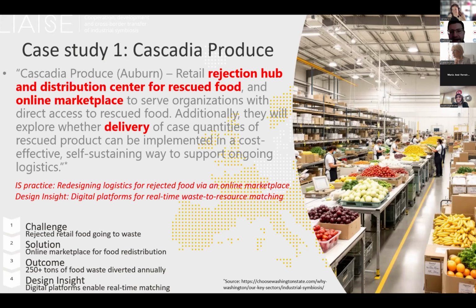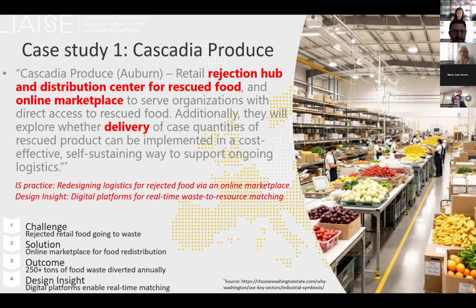And instead, what is the component related to the product design is the fact that digital platforms are used for real-time waste-to-resource matching. So these algorithms for matching are now embedded within the product design phase.